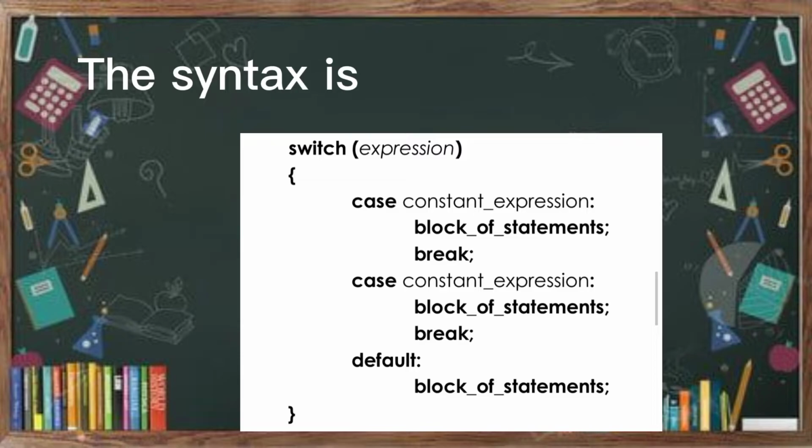Expression is the one that is evaluated and compared with the values of each case. Case is the keyword for the case statement. Constant expression must be a constant or a literal that has the same data type as the variable in the switch statement. Break is the keyword that terminates the switch statement and jumps to the statement immediately following the switch. Default is the keyword that is optional, which is used when there is no match from the given cases.